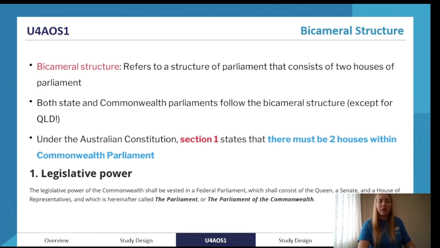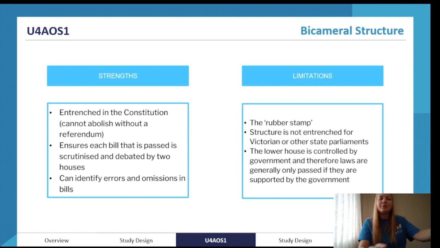So under the Australian Constitution, Section 1 that you need to know about, it is Section 1 that establishes that there are 2 houses within the Commonwealth Parliament. Not one, but 2. And then we know in more specific detail, Section 7 and 24 establish the Senate and the House of Representatives and all of their roles. We will also be having a look at those sections.